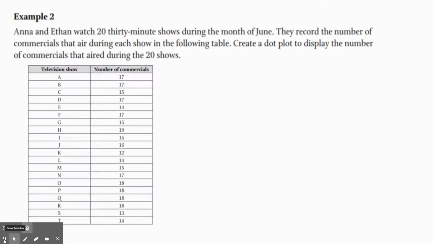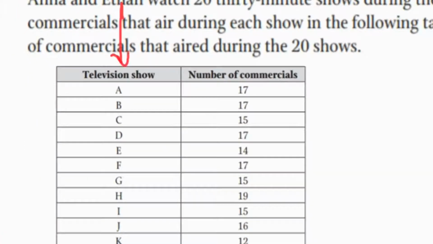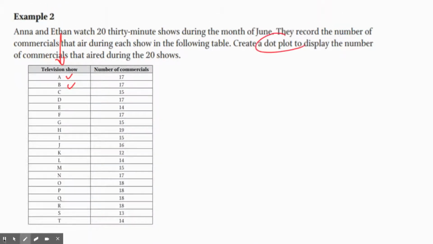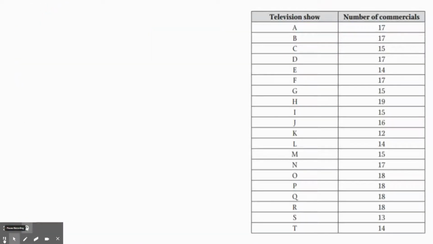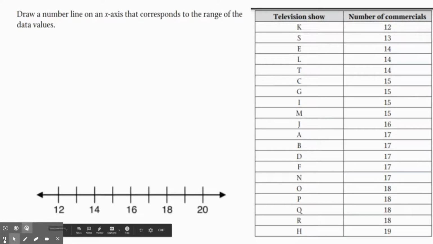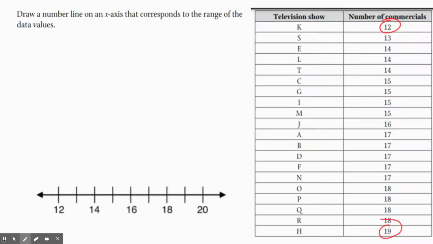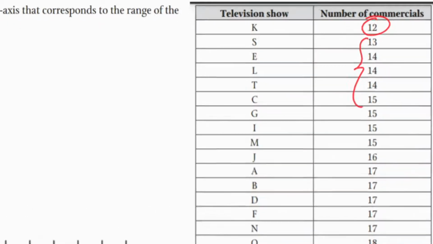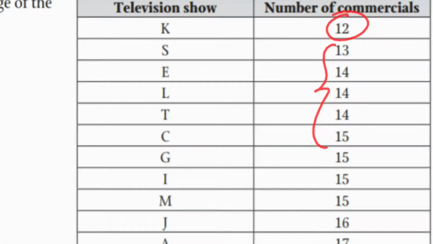In the second example, we're going to be creating a dot plot of the number of commercials that aired during a particular television show. This first column is just to help us keep track of each television show. It will not be graphed in our dot plot. The first step, as in many of these graphical displays, is to put the data in order and to draw a number line. Notice I have the low number and then also the high number, and I can easily count the frequency each time one of the values occurred.